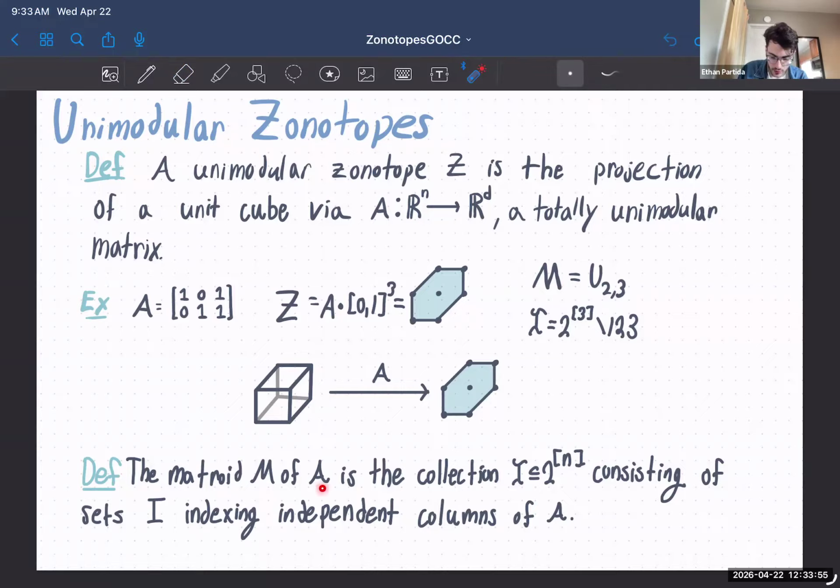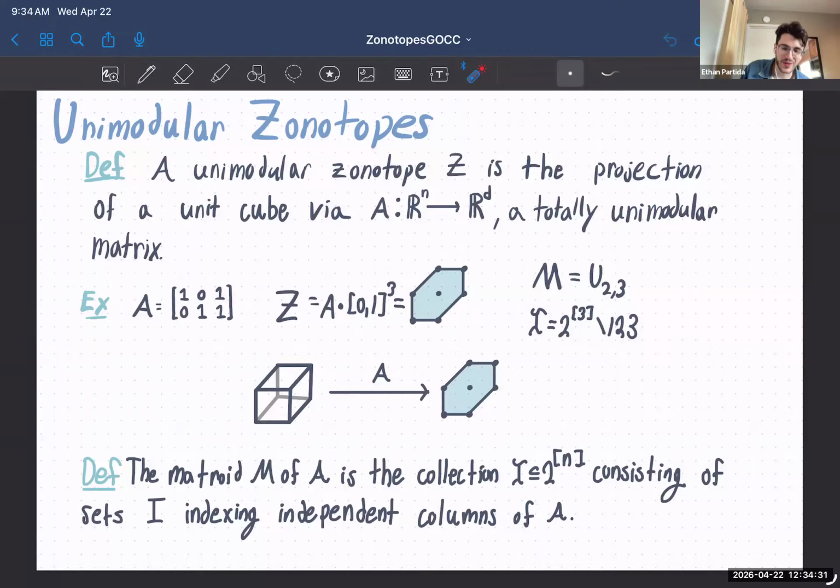I'm going to say the matroid of this matrix A is its collection of independent sets. So this would be a collection of subsets of the column set. And the subsets of the column set will be the columns that are independent. So you can do an example here. If you look at this matrix and you pick any 2 columns, they'll be independent. They span R2. And so they'll be in our independent set collection. And any one vector is also independent, and the empty set of vectors is independent.